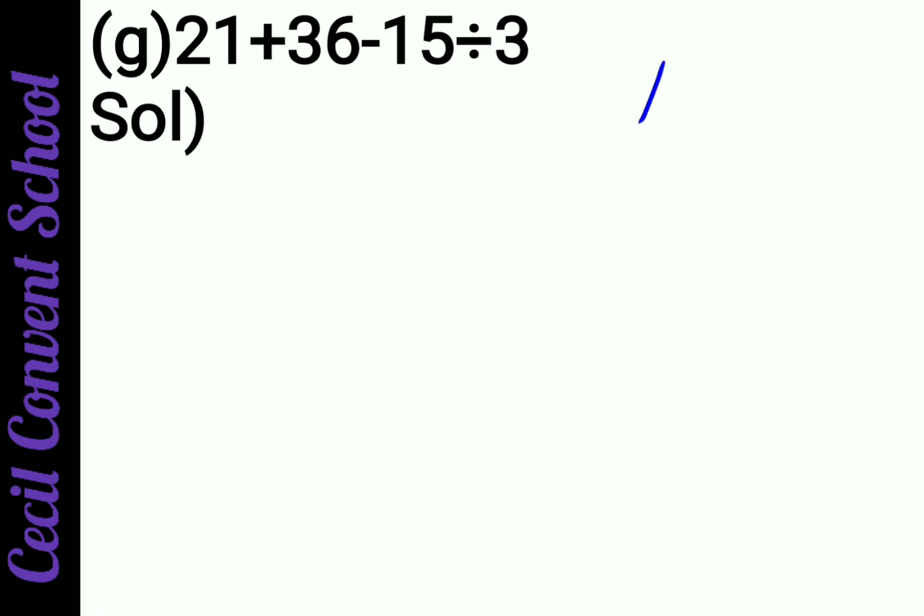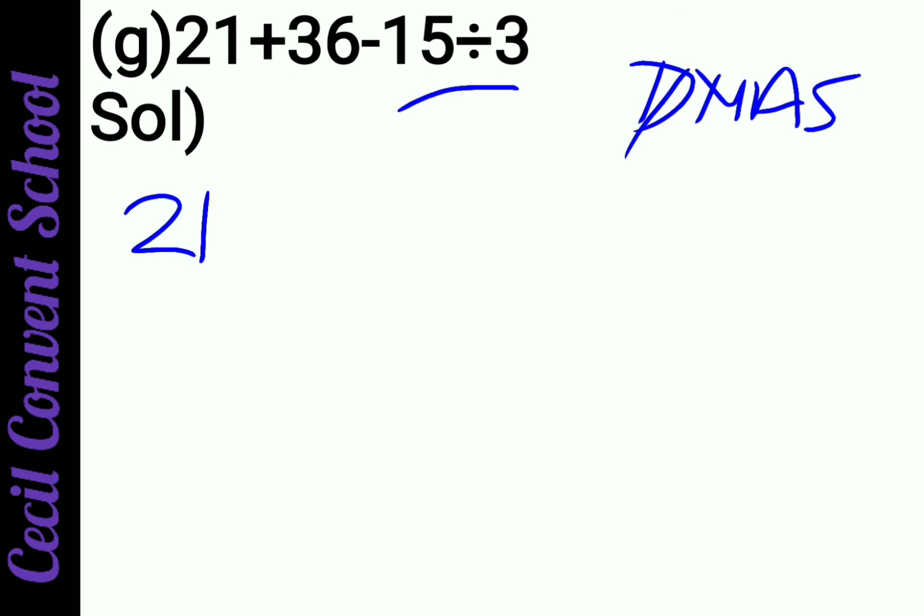In G part, because they are saying simplify using DMAS only, so we will write DMAS in the side so that my answer always gets correct. So firstly we solve D. So 15 divided by 3. So 21 will come as it is. Plus sign will come as it is. 36 comes as it is, minus 15 by 3 you have to divide. So when you divide it, the answer comes 5 because 3 5s are 15, 5 3s are 15. So here comes 5. Clear?